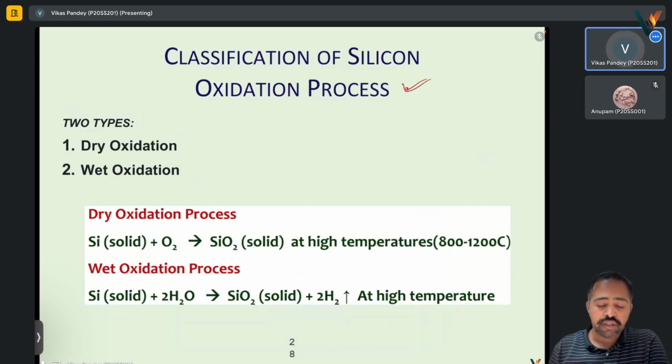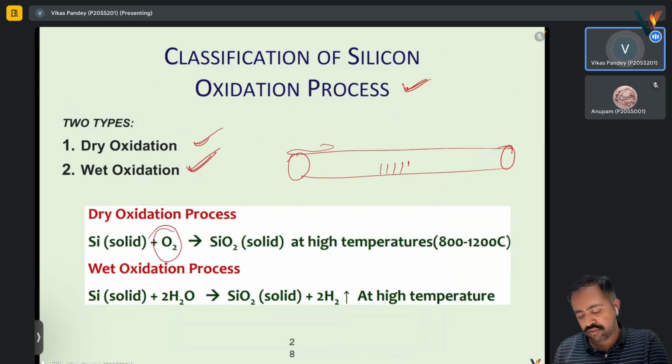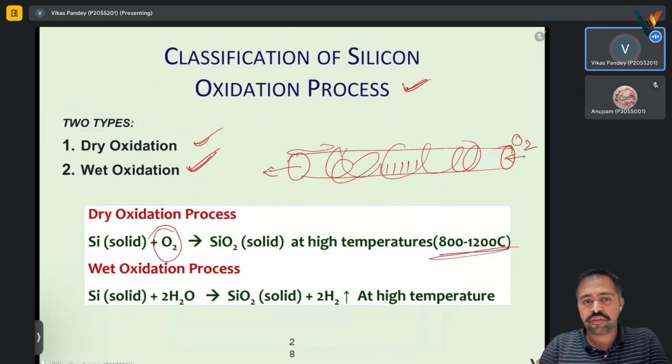There are mostly two types of oxidation that take place. One is dry oxidation, the second is wet oxidation. In dry oxidation, direct oxygen is used in a furnace. It may be a vertical or horizontal furnace. Wafers are kept in a quartz holder, and then oxygen gas is inserted and taken out, and this whole thing is heated at 800 to 1200 degrees Celsius, whatever we have optimized. This process is dry oxidation.